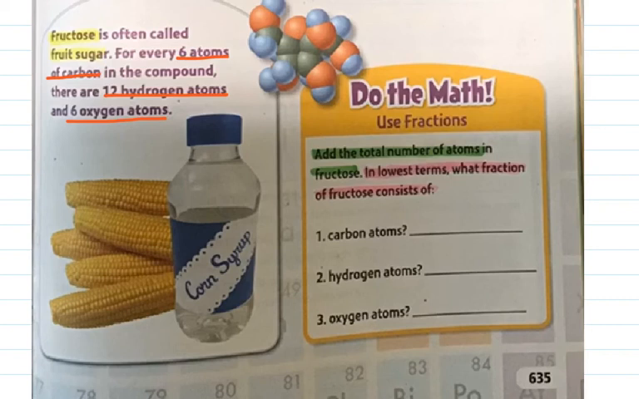Okie dokie. So we have 6, 6, and 12. Well, what's 6 plus 6? 12. We know that. Well, if 6 plus 6 is 12, I have 12 and 12. What's 12 plus 12? Yeah, 24. You're exactly right. So that is my denominator. That's my first denominator for number 1.